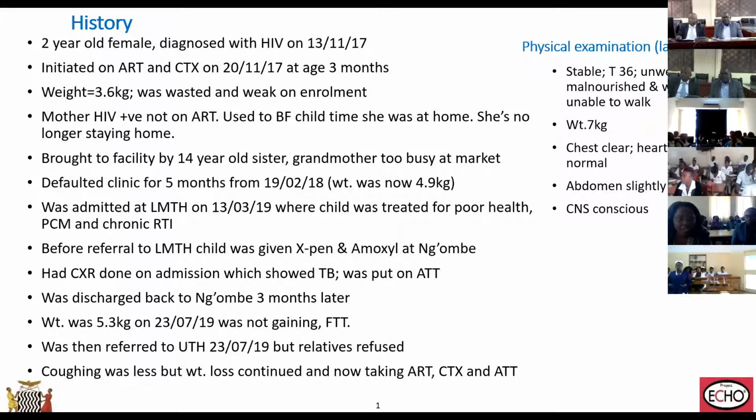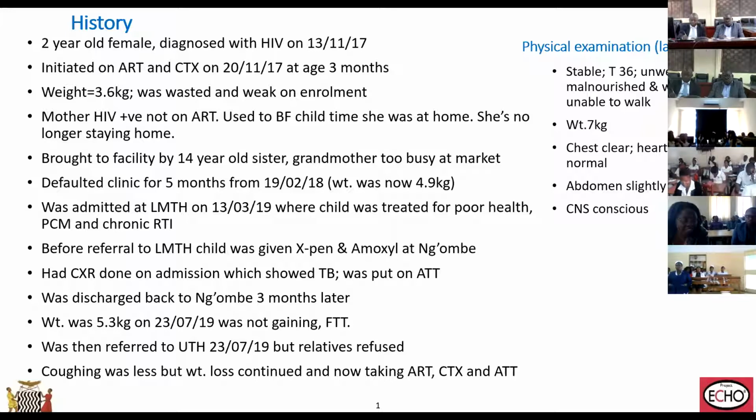The weight by then was 4.9 kg. The child was also admitted at Levi Mwanawasa Teaching Hospital on the 13th of March 2019, where this child was treated for poor health, PCM, and chronic RTI. Before referral to Levi Mwanawasa Teaching Hospital, the child was given Cristapen and Amoxil at Ngombe. The chest X-ray done on admission showed TB, and the child was put on ATT. Then this child was discharged back to Ngombe facility 3 months later.